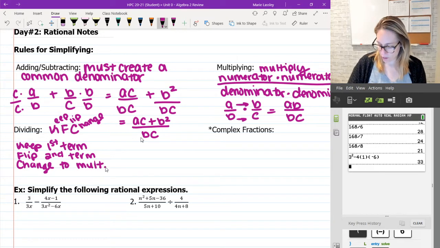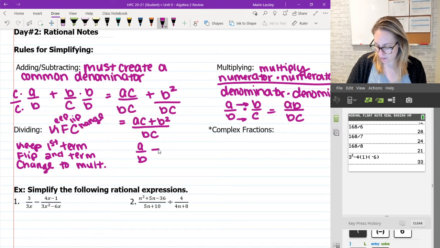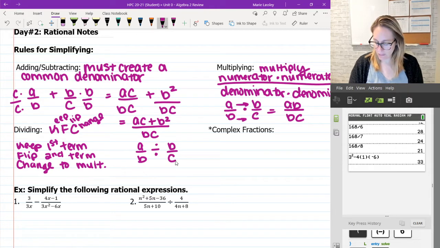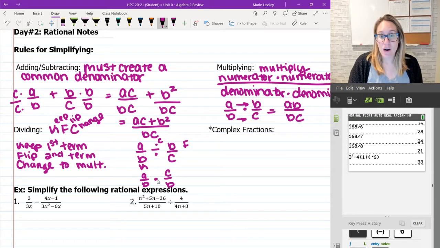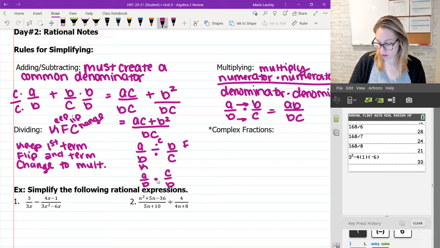So for example, if you had a over b divided by b over c, we're going to KFC. We keep the first term, so we have a over b. We flip the second term, so it becomes c over b. And then we change to multiplication. Now, just like multiplying our fractions before, you just multiply straight across.